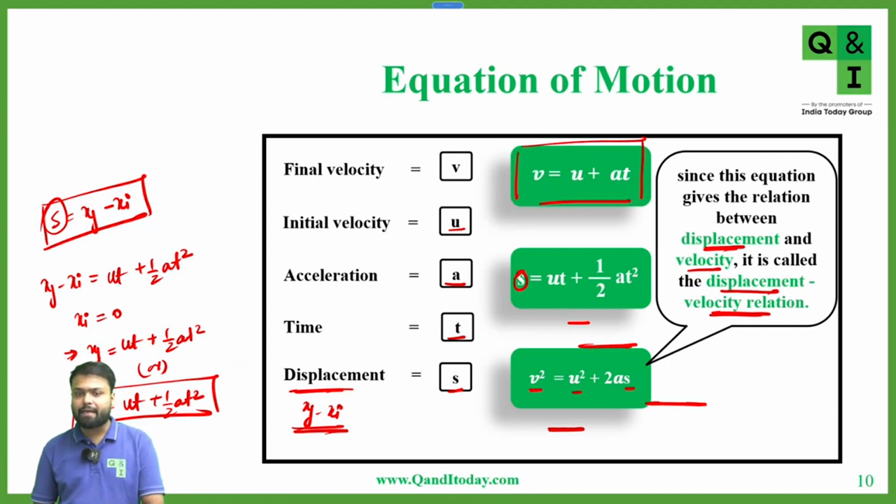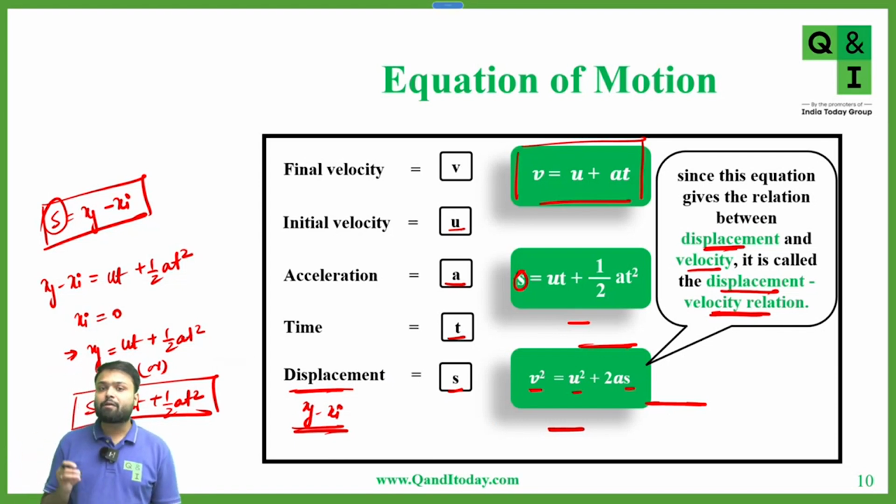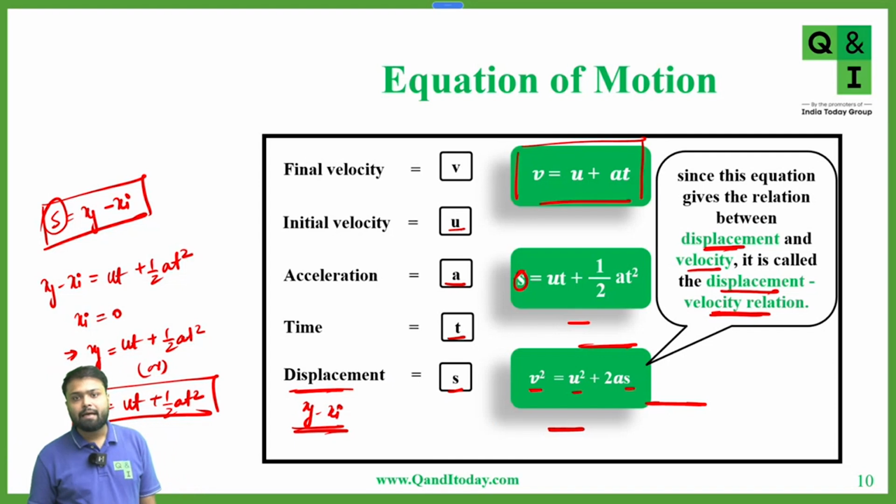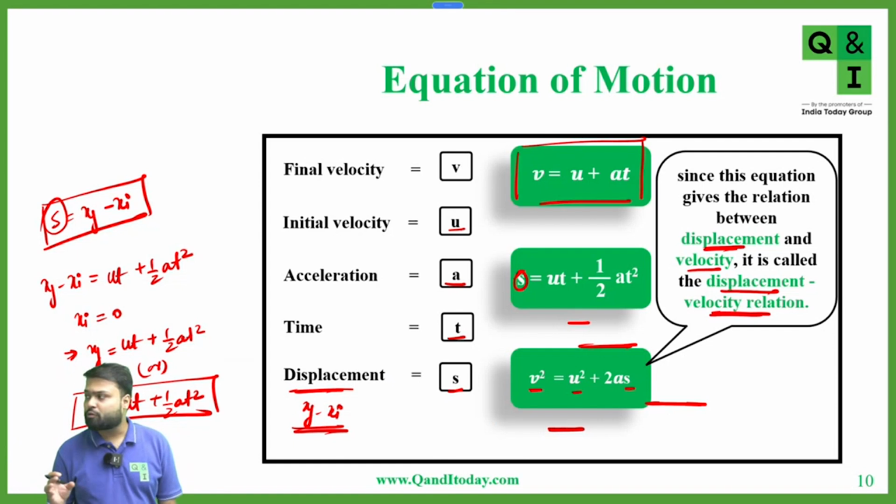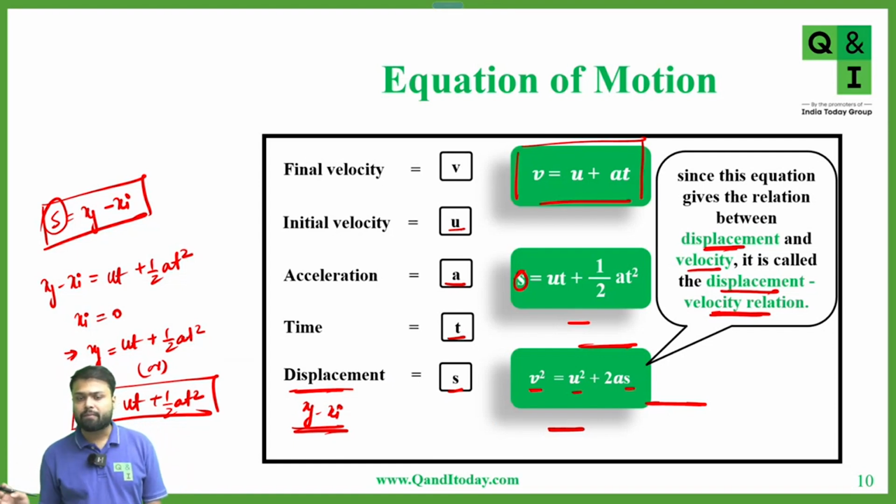So these are the three equations of motion: v equals u plus at, s equals ut plus half at square, and v square equals u square plus 2as, where s is the displacement and displacement is final position minus initial position. One more thing: these three equations of motion are applicable only when acceleration is constant. If acceleration is changing with respect to time, then these three equations of motion are not applicable.